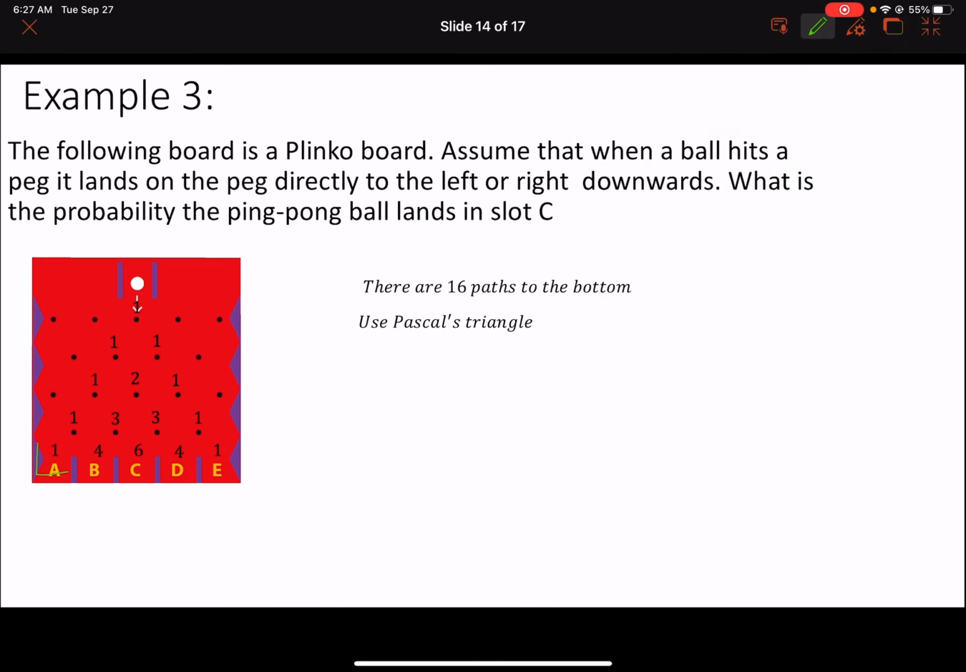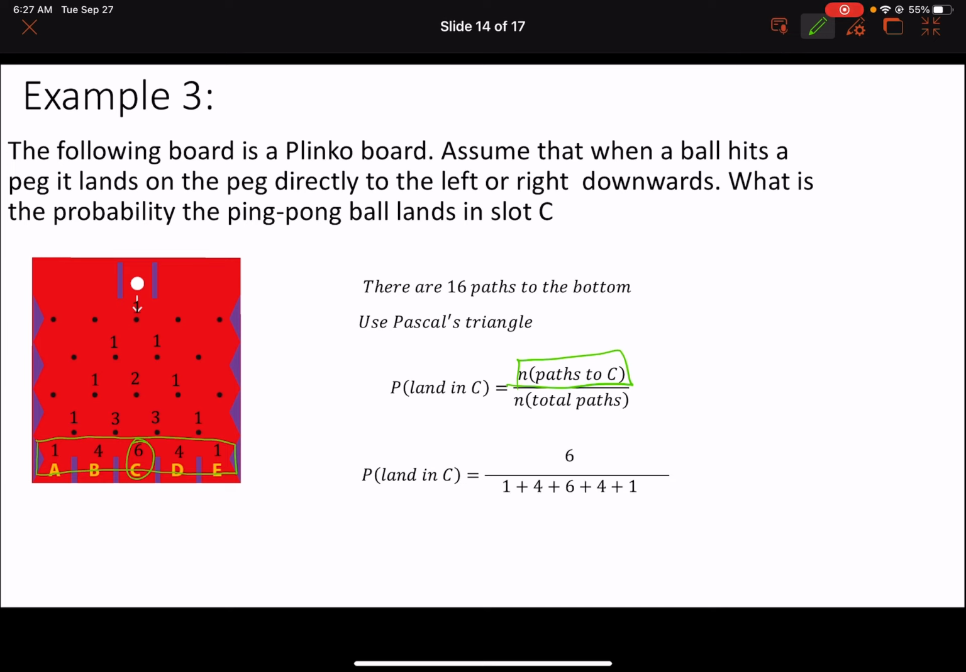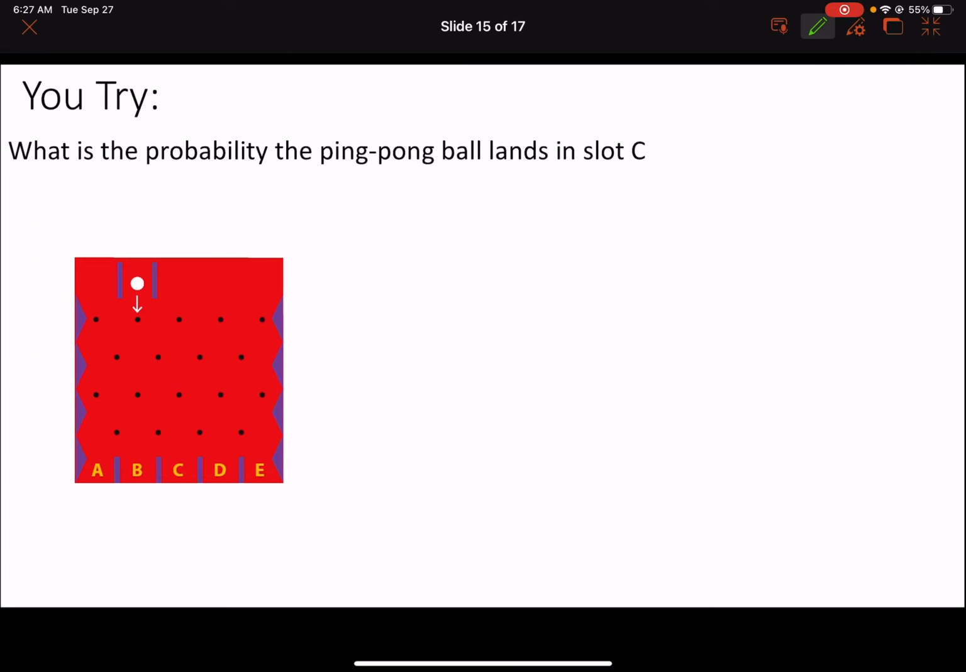Now, how many possible paths are there? Well, there's 1 plus 4 plus 6 plus 4 plus 1. And how many paths to C? 6. So the number of paths to C is 6. Total paths is 16, so the probability is 6 over 16, which is 3 over 8.